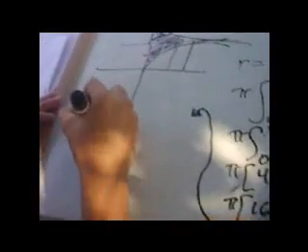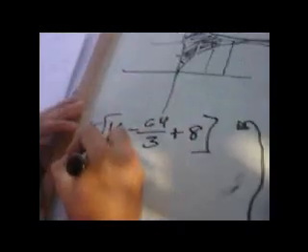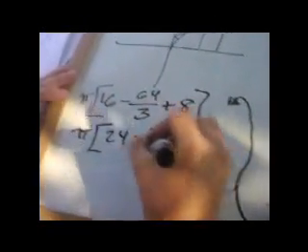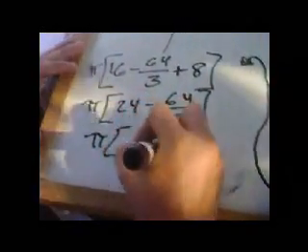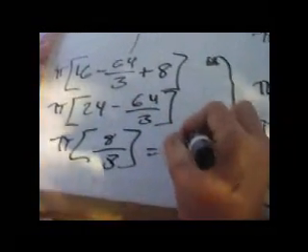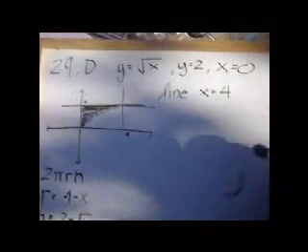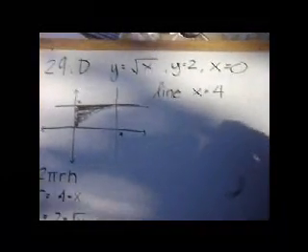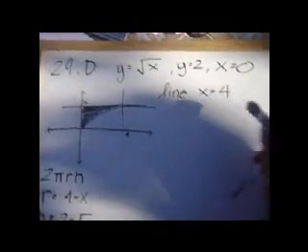So after that, you'll get pi of 16 minus 64 over 3 plus 8. You get pi of 16 plus 8 minus 64 over 3. And you'll get a result of 8 over 3, which equals 8 pi over 3. And there's your answer. So this is 29d for the equation y equals radical x, y equals 2 and x equals 0. And we have to revolve it around the line x equals 4.